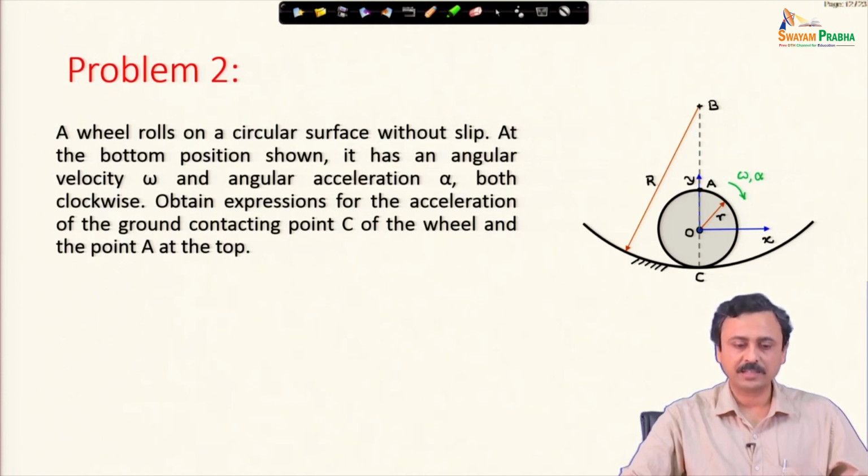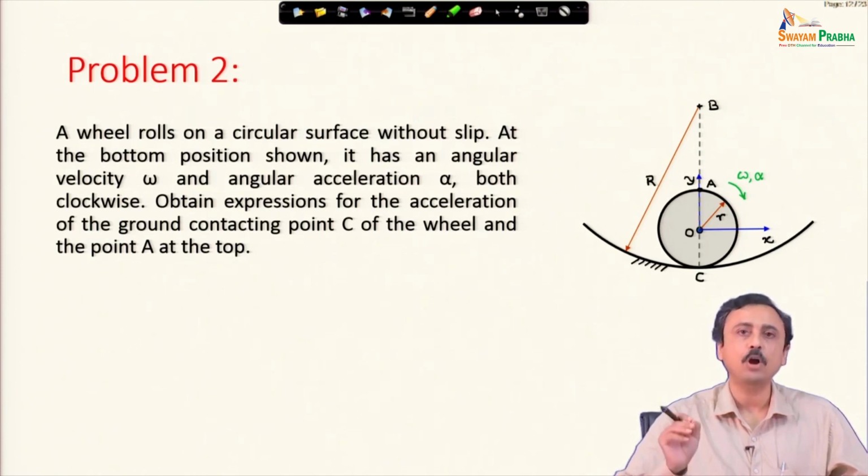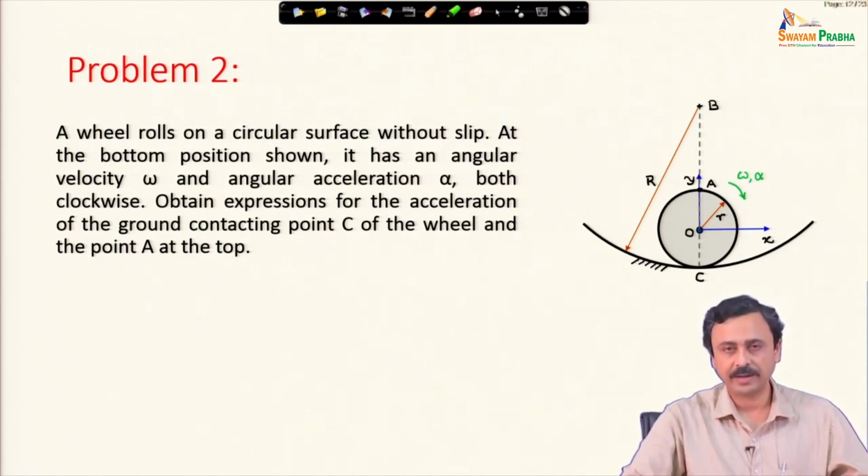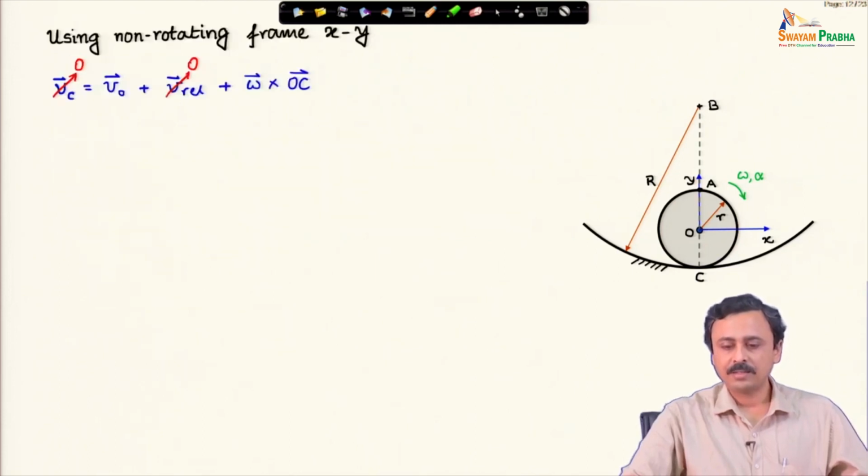Obtain expressions for the acceleration of the ground contacting point C of the wheel and point A at the top, both are marked. So, C is the point on the wheel which is currently in contact with the ground, and A is the topmost point of the wheel at this instant. I take this non-rotating xy frame and I will represent everything in this.